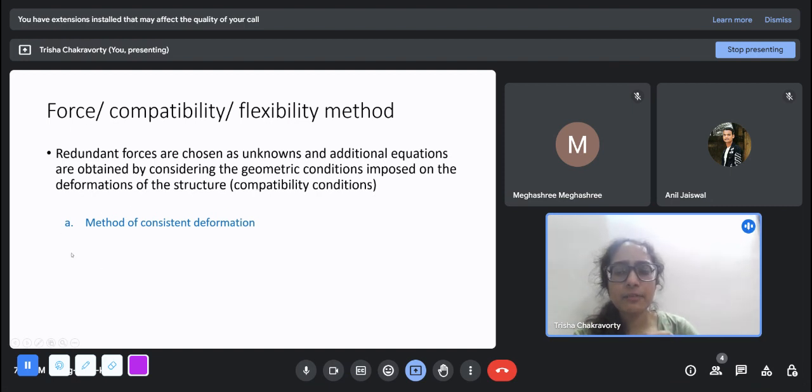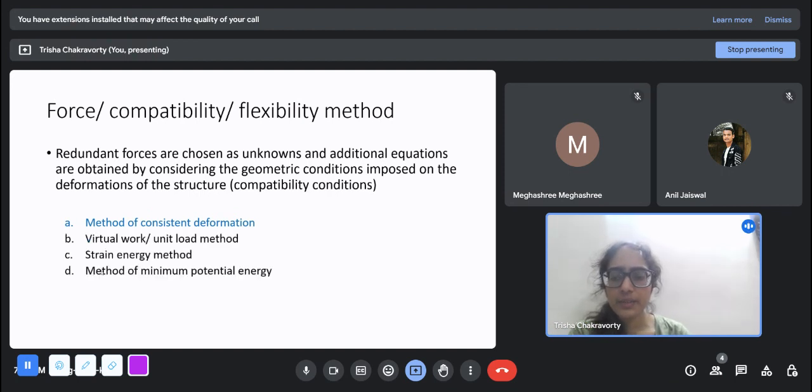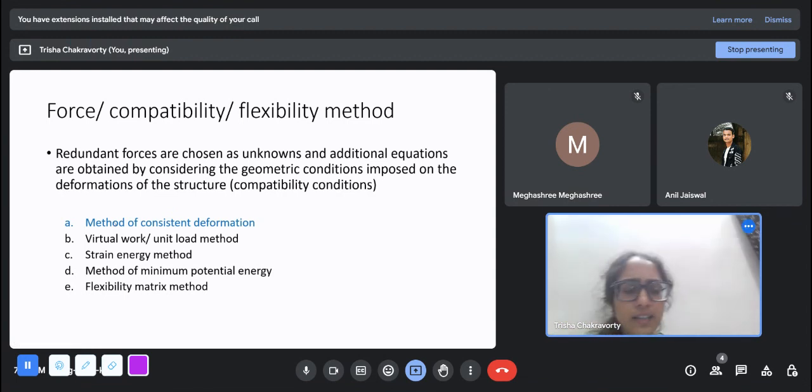And there are several force or flexibility methods. One is the method of consistent deformation. It is the most commonly used one that we used in beams for week 7. There is a virtual work or unit load method, strain energy method, method of minimum potential energy, and flexibility matrix method. All these are okay, and I think Professor Amit Shah did cover some of these methods, but mostly the method of consistent deformation is the one most commonly asked and most commonly used as well.